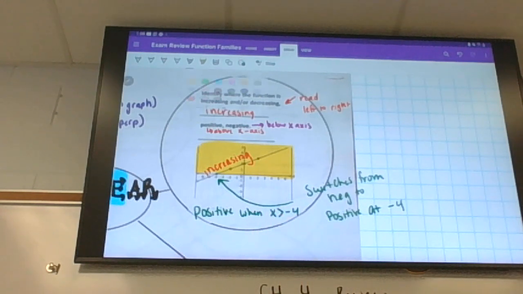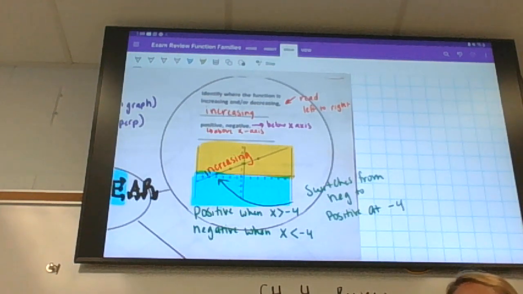So the opposite is true. Down in the blue, it's negative. So I'm going to say negative when x is less than -4, right at that switch point. And when you're done writing that, open your Chromebook and get the big ideas math so we can get some questions done.